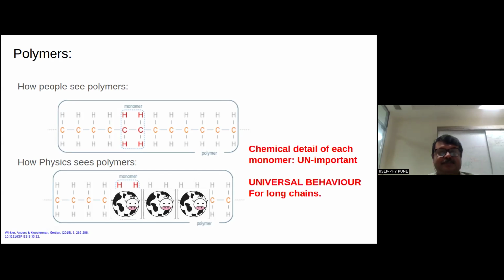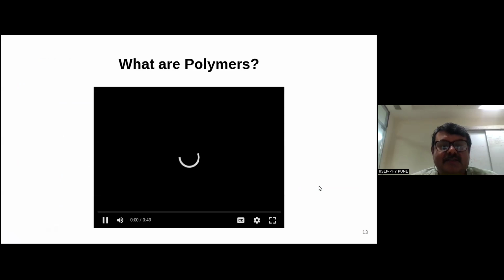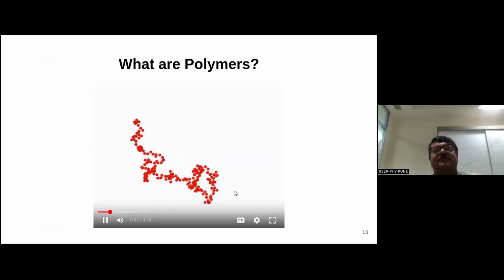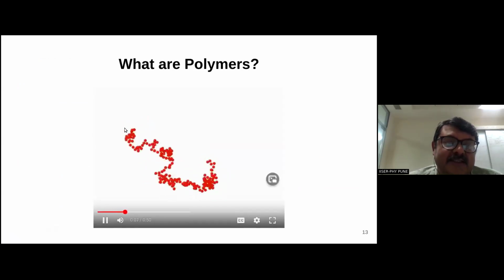Let me explain. This is what I have said. The chemical detail of each monomer is unimportant for some of the statistical physics properties that we are looking at. So we model essentially, now large dynamics comes into play. So we look at polymers like this.